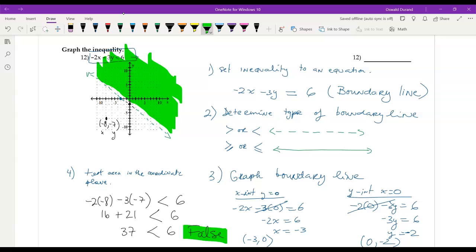Okay, with 0, 0, you had 0 is less than 6, and 0 we know is less than 6, so it's a true statement. So that's why the green area is on this side.